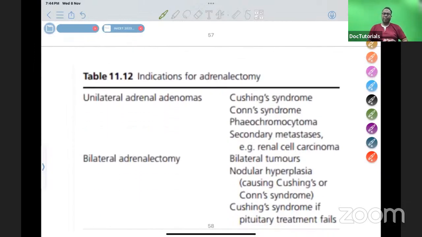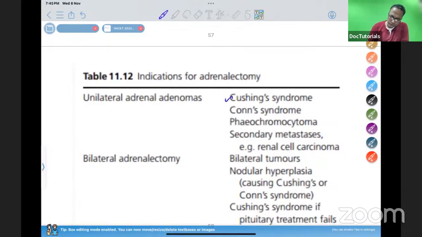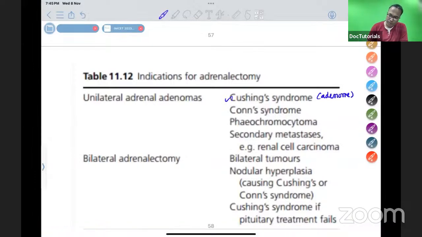Indications of adrenalectomy. Unilateral adrenalectomy is used for Cushing syndrome involving adenoma of the adrenal gland. Conn syndrome, which produces hyperaldosteronism, can also be due to adenoma, most commonly. Pheochromocytoma due to adenoma, we will also do unilateral adrenalectomy. Secondary mets, like from renal cell cancer to the adrenal, we will do adrenalectomy.